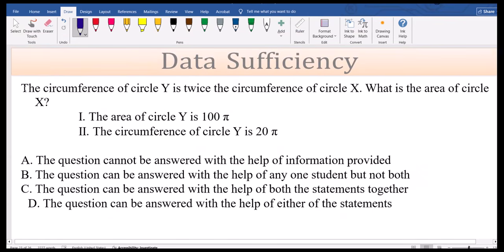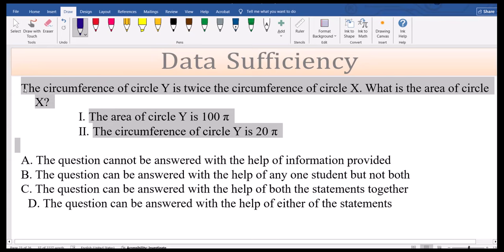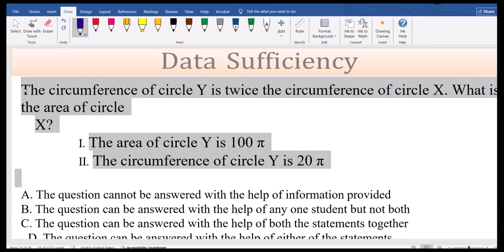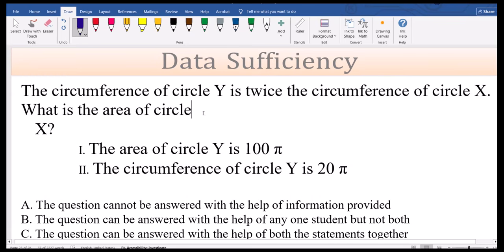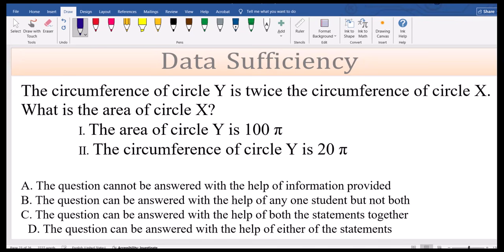Almost we are at the end of this data sufficiency. A couple of questions left, so let's see about this. We are entering into areas, concepts, partnership, Venn diagram; certain questions we discussed. Circumference of circle y is twice the circumference of circle x. What is the area of circle x? The area of circle y is given. Which data is required? Now areas and volumes. Very basic question.